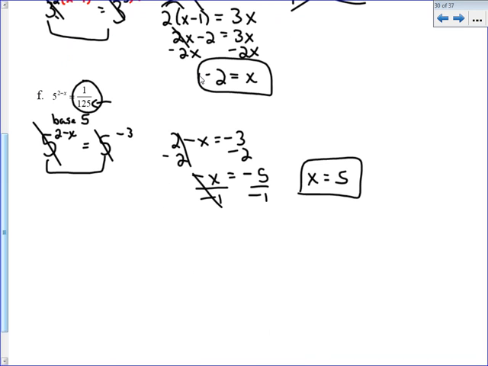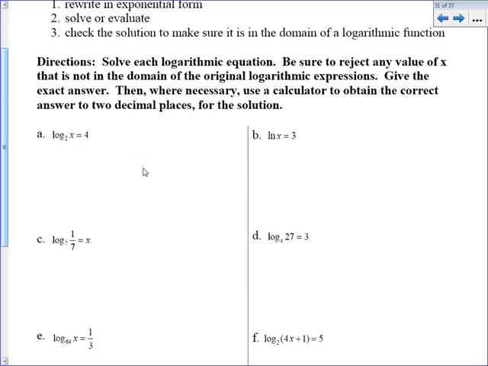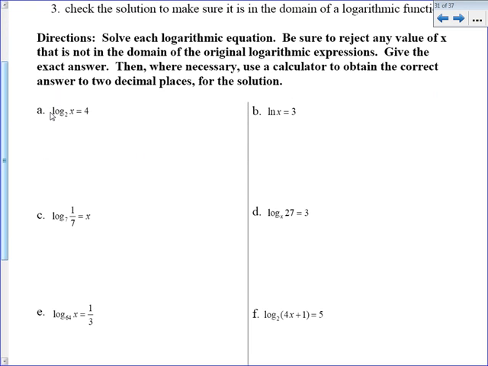So that's the really big new topic today. The other thing we're going to do in 12.4 is solve logarithmic equations. We did some of these yesterday. Yesterday they all looked like this, where the x was on the right side. But now I'm going to move the x around. I'm going to put it as what you're taking the log of, and I can also put it as the base.